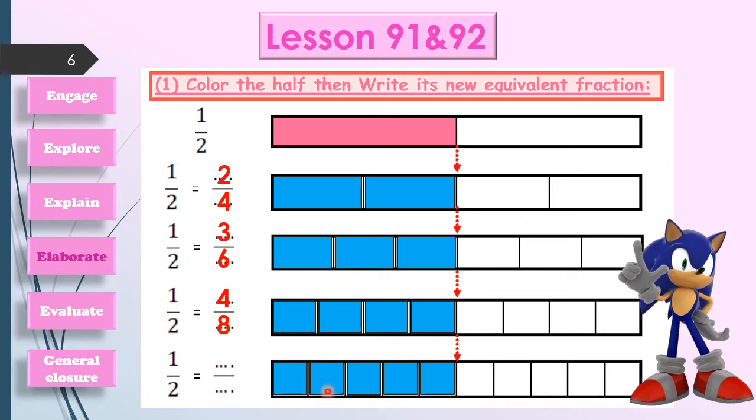Let's go here, write down the whole number of parts, which is 10 in denominator, and the colored parts, it will be 5 in numerator. It will be half equals 5/10. Good job.